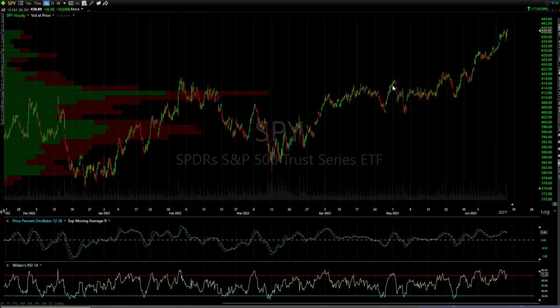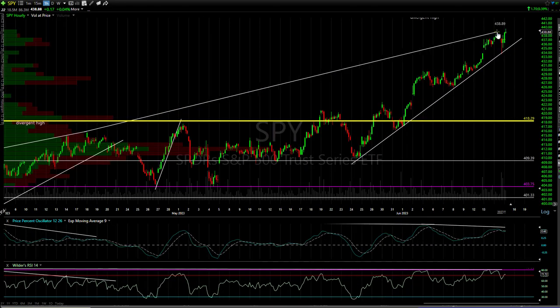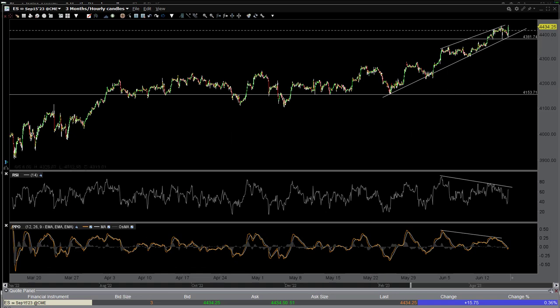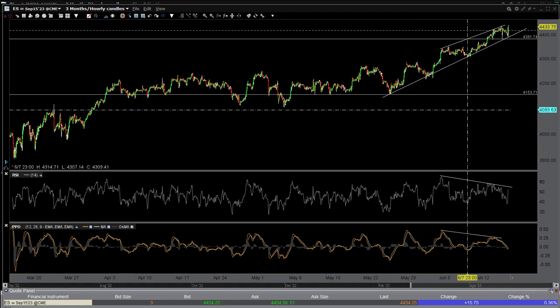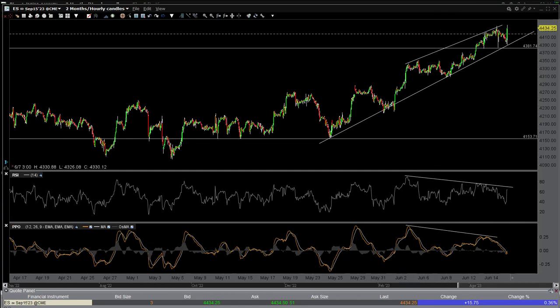The S&P 500 needs to go as well. That's the stock market. There's my uptrend line right there. Needs to go. Same thing. Nothing more than just a marginal new high, a divergent high in ES, your S&P 500 futures. There's your trend line. Let me zoom in a little closer.